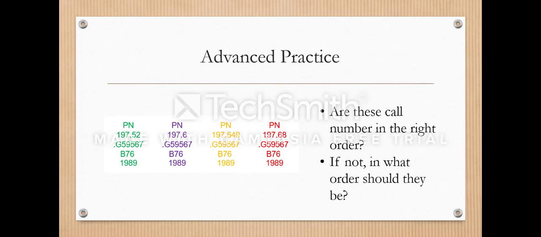Let's try some advanced practice. Are these call numbers in the right order? If not, in what order should they be? Again, you can pause the video here to work it out for yourself. The answer is they are in the correct order. The only part of the call numbers which is different is line number 2. 197.52 comes before 197.6, which comes before 197.649 decimally, and 197.68 comes last.